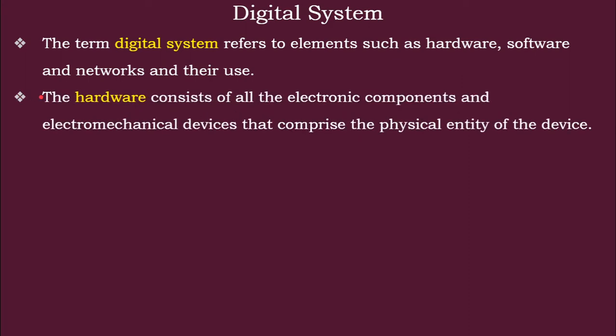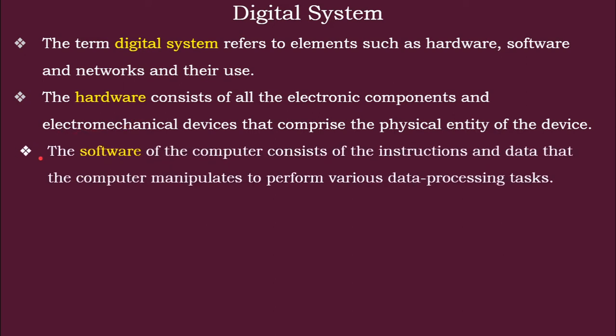And we know that the hardware consists of all the electronic components and the electromechanical devices that comprise the physical entity of the device. That means whatever components we can touch and feel, that are tangible, are called the hardware of the system. So the mouse, the keyboard, the screen and the printer, those things which can be touched, are called the hardware of the system.